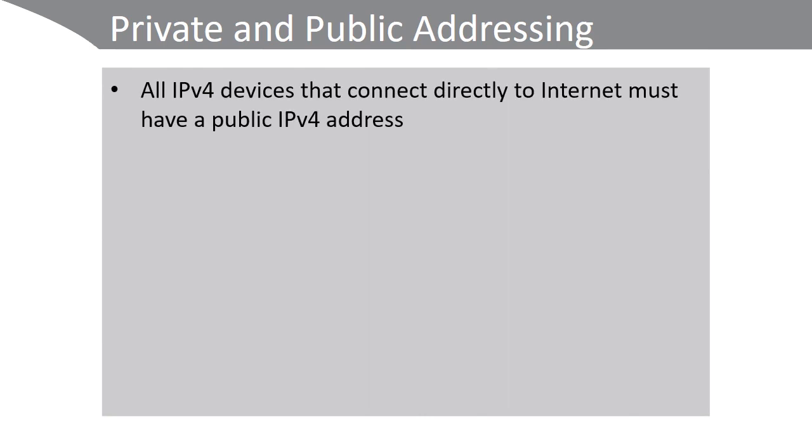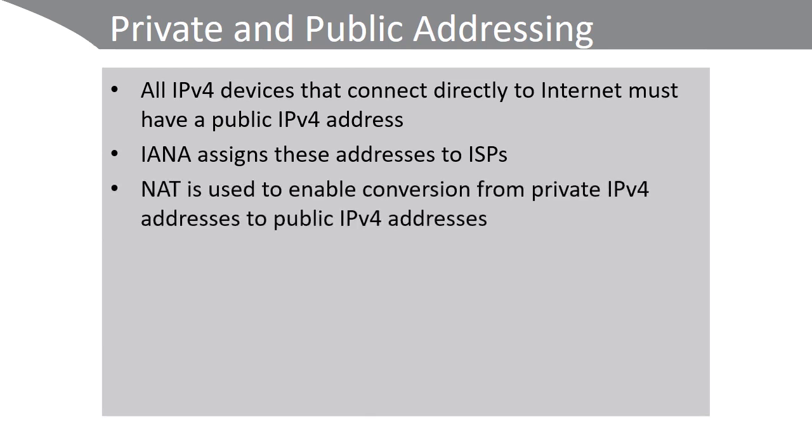You'll probably spend most of your time assigning private IP addresses to devices on your organization's networks. But all devices that connect directly to the internet, such as routers, must have a public IPv4 address. These addresses are usually assigned by an ISP from IANA. Network Address Translation, or NAT, is used to enable conversion from private IPv4 addresses within your organization to public IPv4 addresses outside your organization.